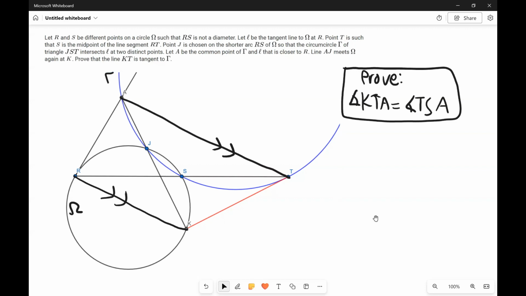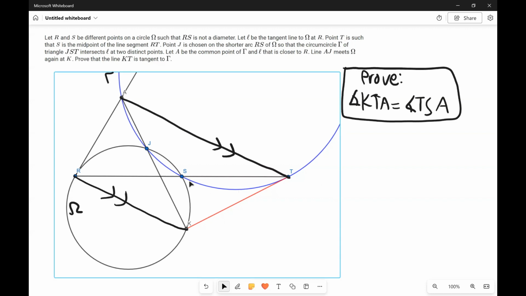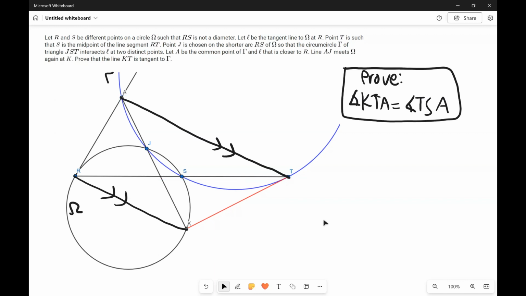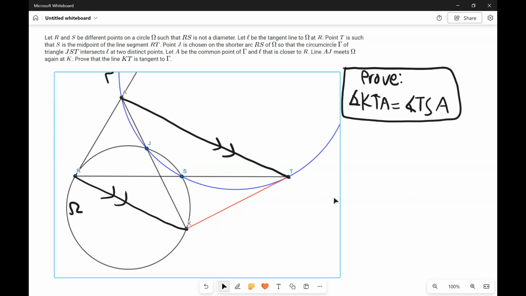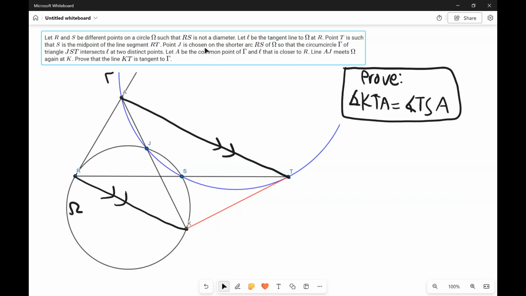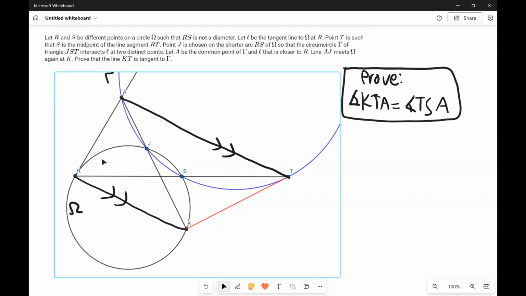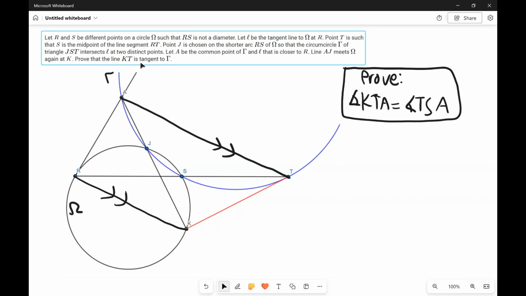We have now shown that AT is parallel to RK, so we might want to try using something related to that. But at this point, we're stuck because we did not know what else to do here, as the line KT still seems very intolerable. At this point, we try looking at the information that we haven't used yet. In this case, we haven't used the information that AR is tangent to omega, and more importantly, that S is the midpoint of line RT.